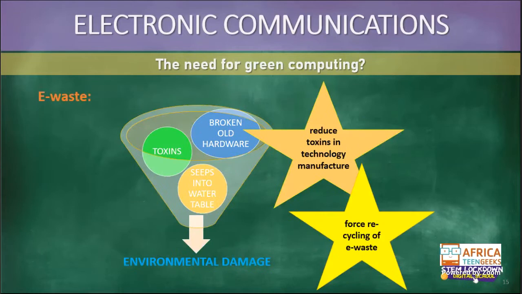Right, then what do we need to consider? The cartridges that we use, the old computers, they produce toxins. These toxins seep into the soil, and then they end up causing environmental damage to the plants and to all the varieties of animals. So we need to reduce toxins in the manufacture of technological devices. And also, whatever has been made, instead of throwing it away, we need to be able to recycle it.